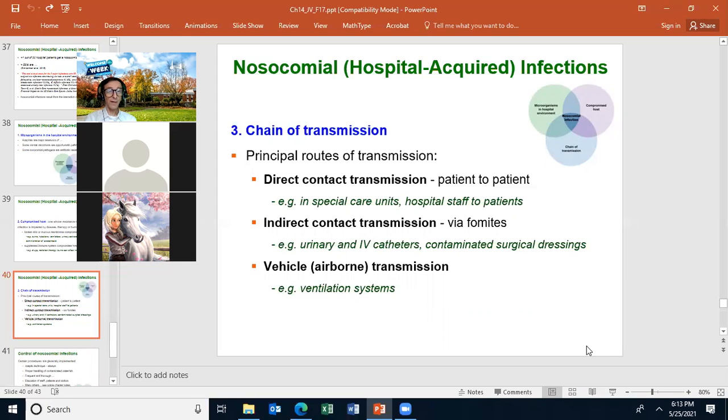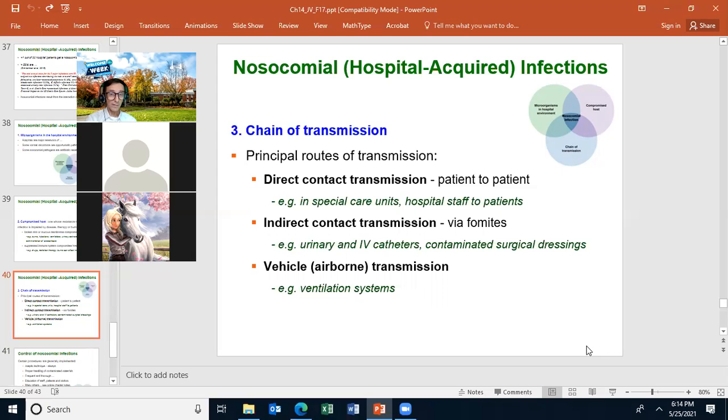And then there's a chain of transmission in the hospital or the healthcare facility. The principal routes of transmission are direct contact transmission, such as patient to patient, or patient to hospital worker to patient. So in special care units, the hospital staff needs to make sure they don't spread the nosocomial infective agent from one patient to another.